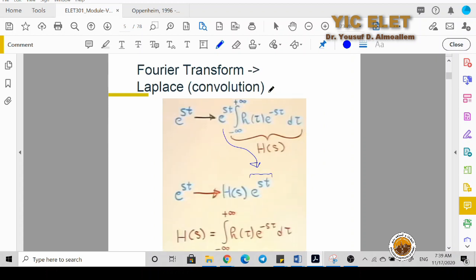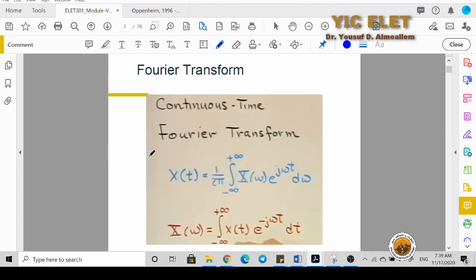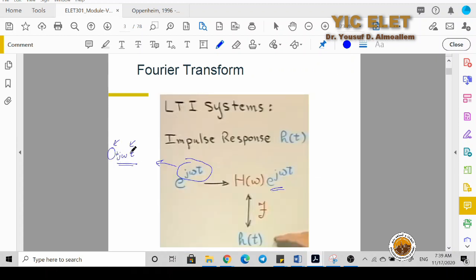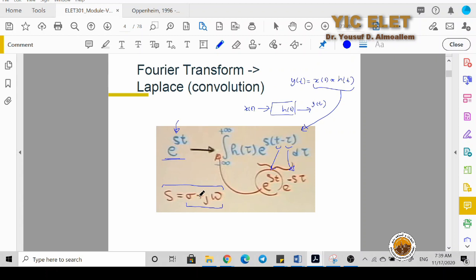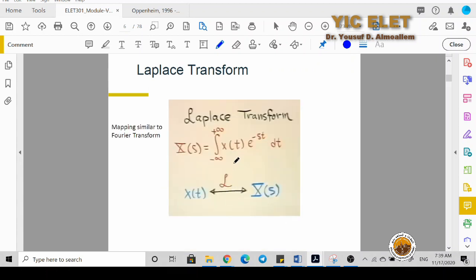So this is again a similar manner. If we generalize the exponent from a purely imaginary part to a complete complex exponential, then we move from the Fourier transform with j omega to the complex s, a completely complex exponent, which is sigma plus j omega, and we will get to the same result. So this is the definition of the Laplace transform.